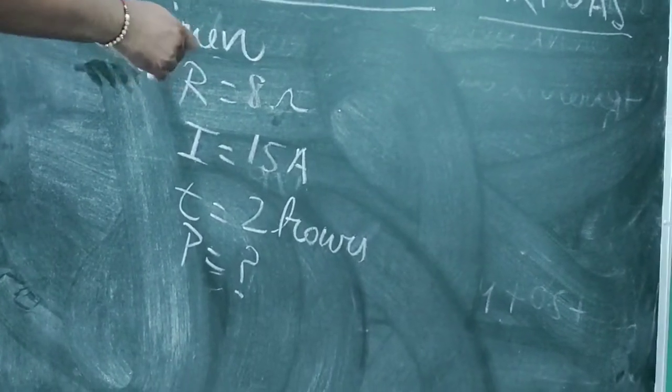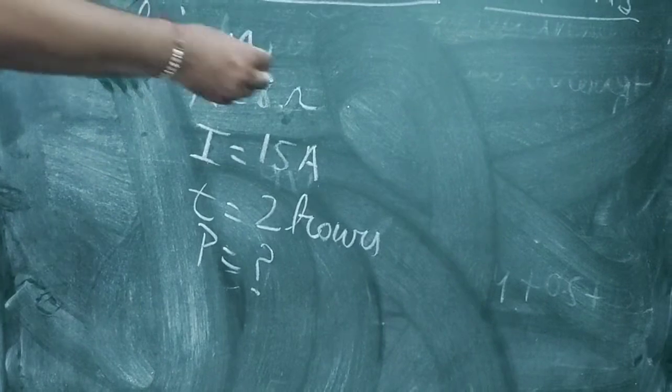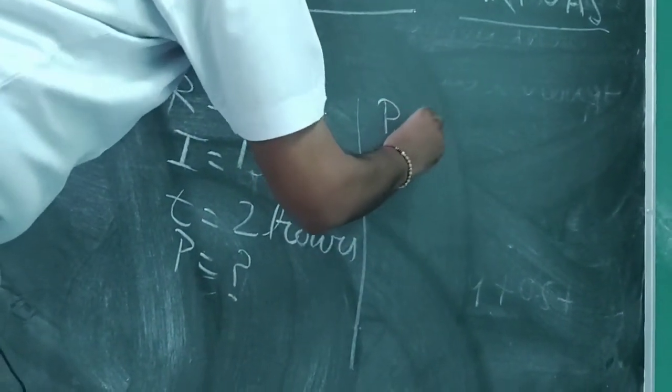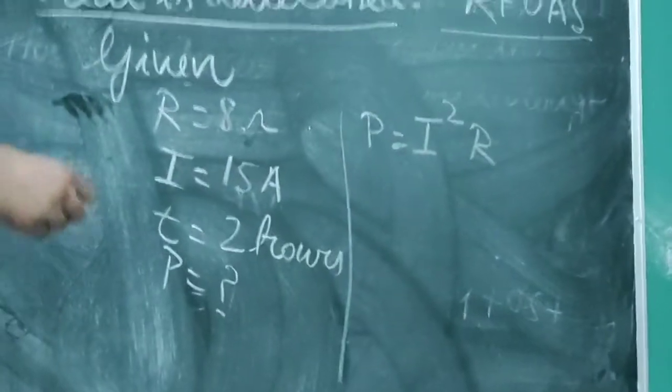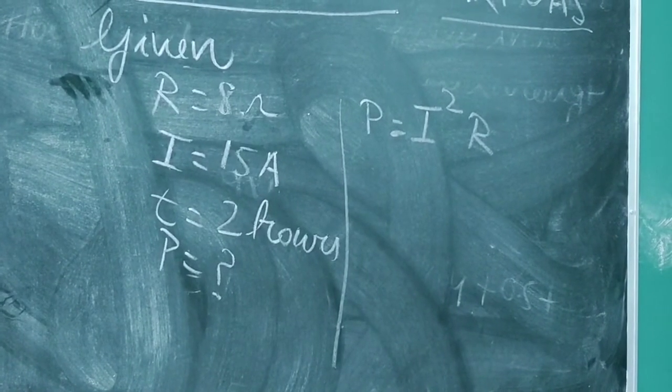Now the formula that we can use in this, the simple formula of power, is power is equal to I square R. So with the help of this, we can get the answer.